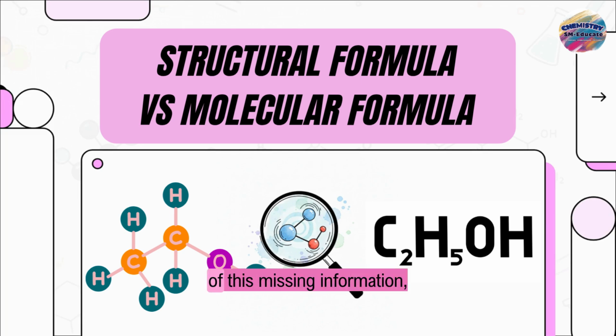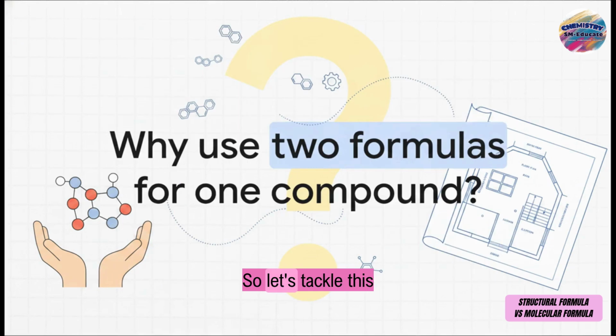We're going to solve the mystery of this missing information, figure out why these different formulas are absolutely crucial for understanding the chemical world, and realize why mastering this is literally step one before you tackle IUPAC naming later on. So let's tackle this core question right out of the gate. If both formulas represent the exact same substance, it feels like one should be plenty, right?